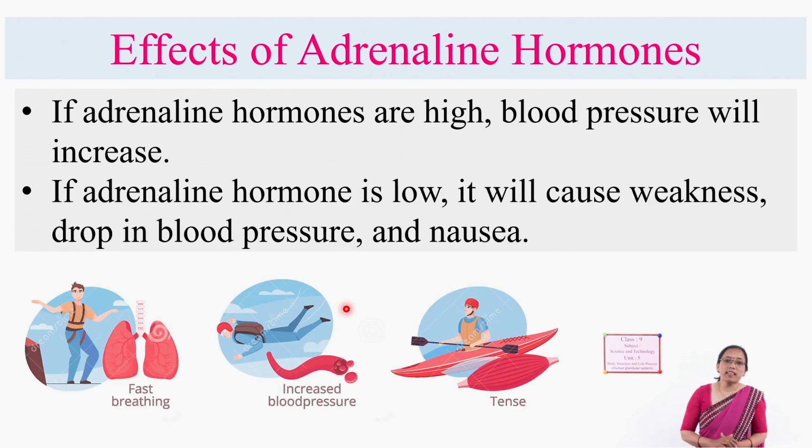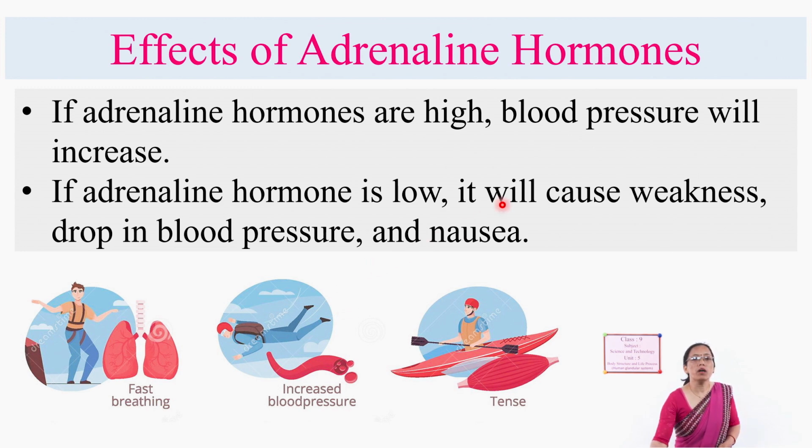Then if there is imbalance in the adrenaline hormone, what effects can we see? If there is a high amount of adrenaline hormone, what happens? There is an increase in the blood pressure, high blood pressure. See, when someone is very excited, their blood pressure is also very high.